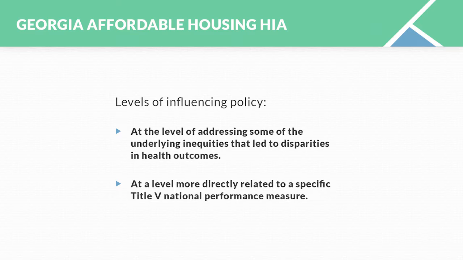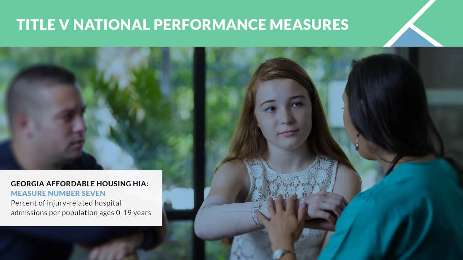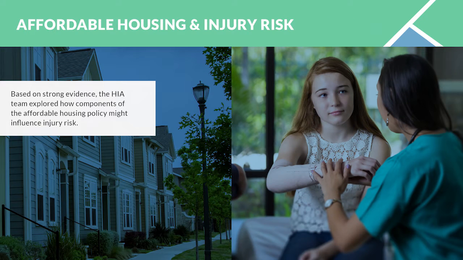Title V programs are the state-level MCH programs in each state that support policies and programs that lead to improvement on particular outcomes. Taking the Title V measure first, we can see that the HIA came very close to addressing measure number 7, percent of injury-related hospital admissions per population ages 0 through 19 years. Based on strong evidence that the home environment can contain many injury hazards and that lower-income populations are especially vulnerable to this risk, the HIA team explored how components of the affordable housing policy might influence injury risk.